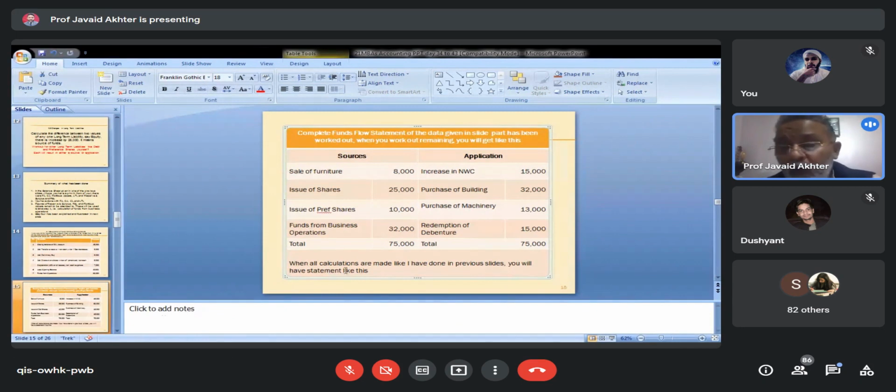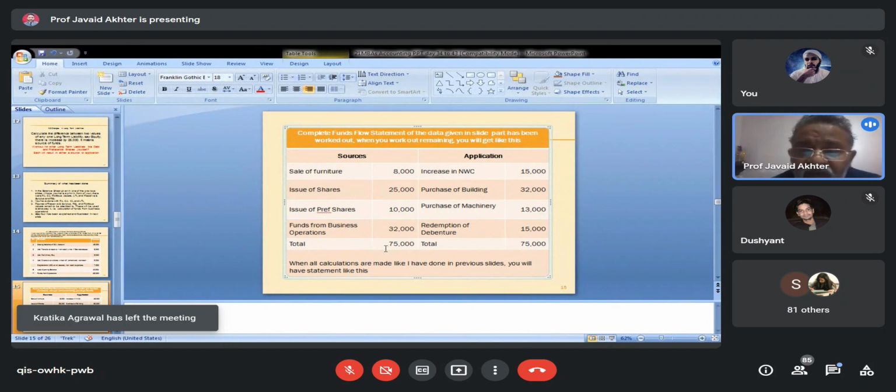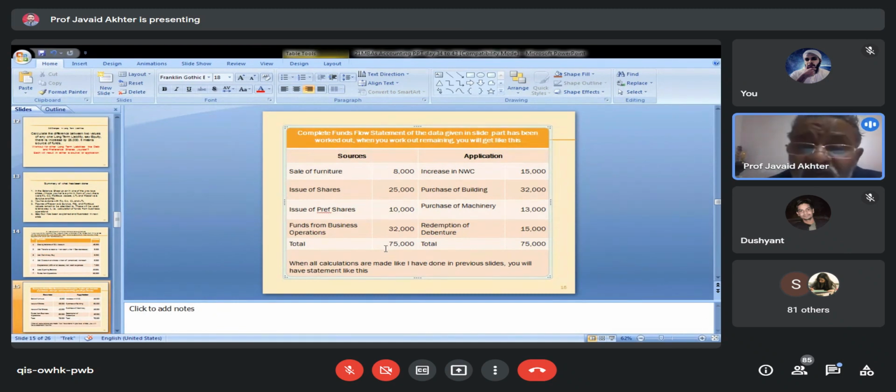For example, look at this company. In all, how much is it receiving from various sources? It has received 75,000 rupees. It could be 75,000, 75 lakh, 75 crore. In total, it has received 75 lakh or 75,000, of which 8,000 it received by way of sale of furniture, 25 by way of issue of shares, 10 by way of issue of this, 32 from business operations, and 75 is the total.